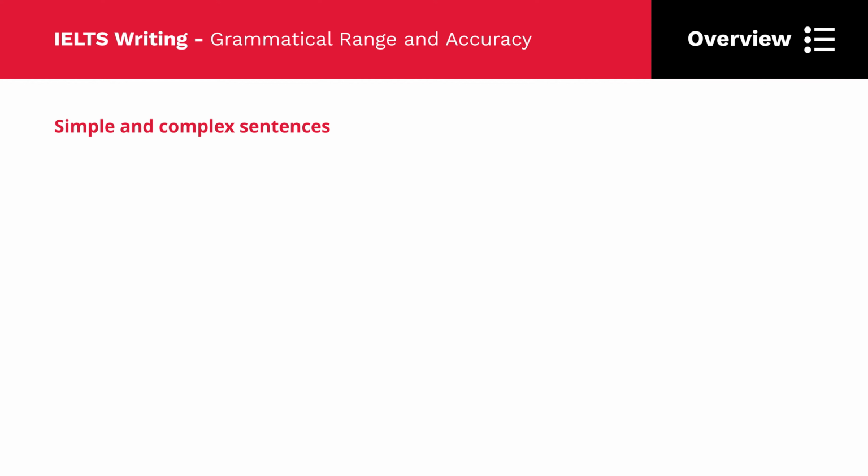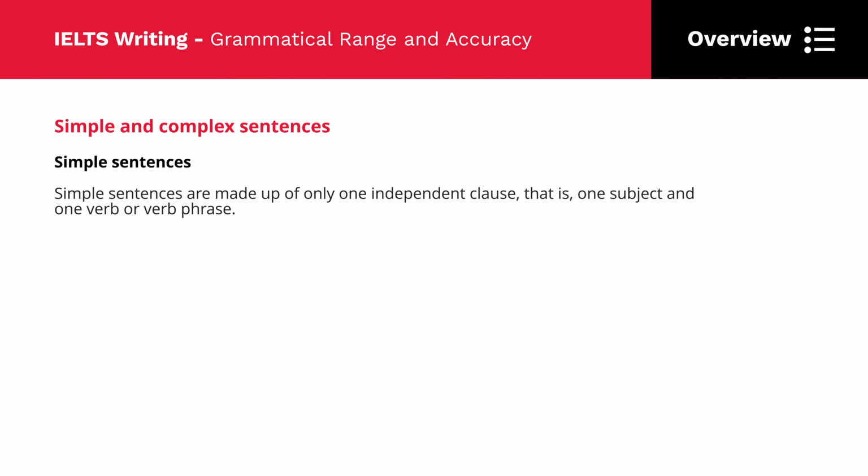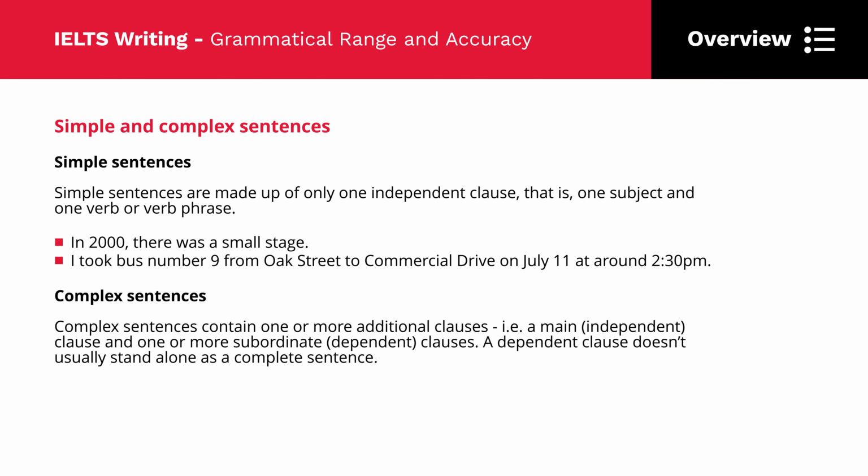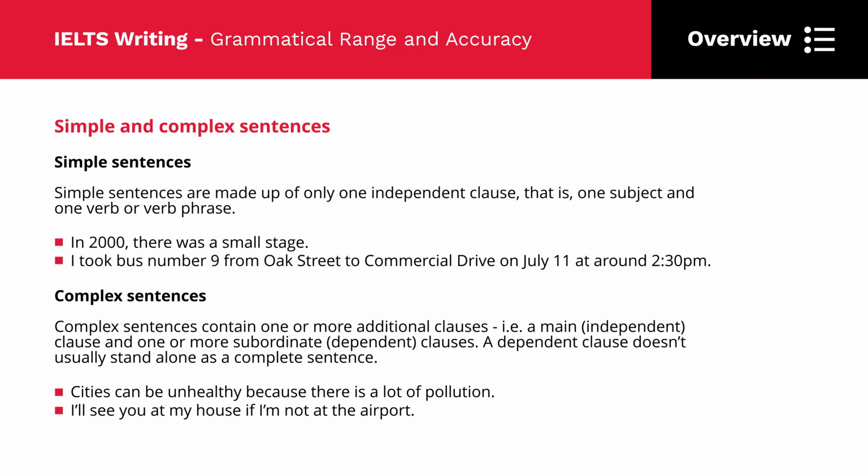For Band 6 or higher, it's important that you use a range of sentence forms. Examiners look for simple and complex sentences. Simple sentences are made up of only one independent clause, that is, one subject and one verb or verb phrase. They can be very short or long. Complex sentences contain one or more additional clauses, that is, a main clause and one or more subordinate clauses. A dependent clause doesn't usually stand alone as a complete sentence.